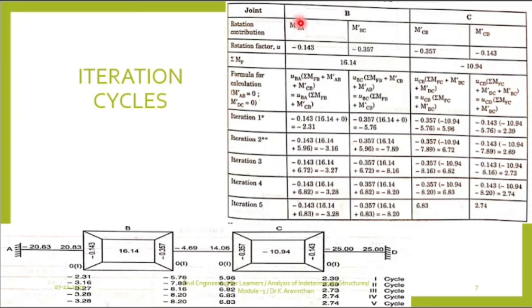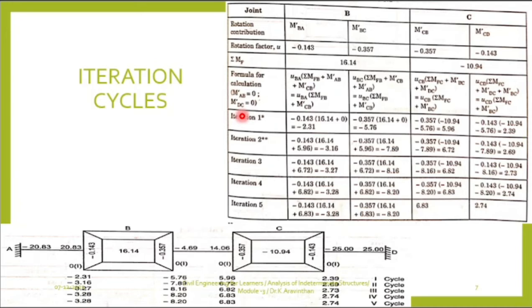So what is the letter? It is M dash BA and M dash BC. So at B you have BA and BC. At C you have the members CB and CD. So you are writing that, and the next column will be the rotation factor, that is U. So what is your rotation factor? BA is minus 0.143, BC is 0.357, and the same thing replicates here. Okay.